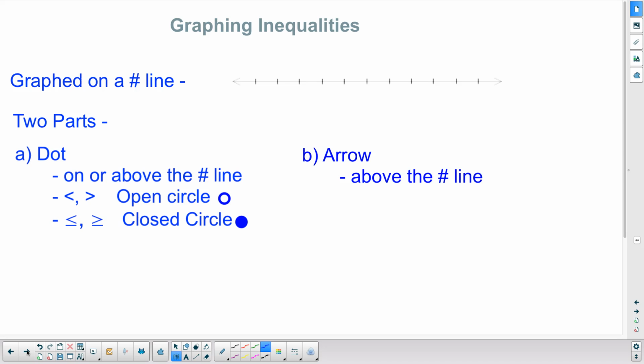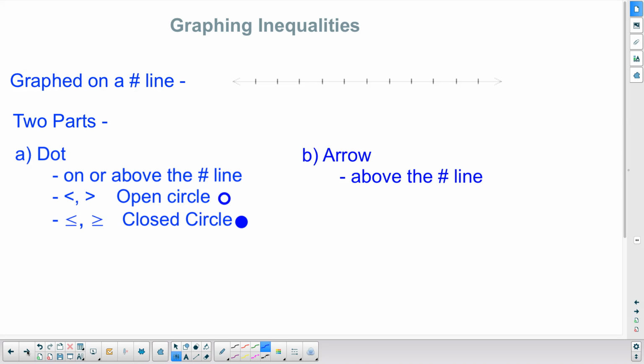But there are 2 parts to the actual graph. The first part is the dot. The dot needs to either go on or above the number line, and it needs to be clear. I need to know if it's a filled-in dot or an open dot. And I don't need to be straining my eyes to see it. It should be clear as the sun in the sky on a non-cloudy day. You should be able to just visually look at it. Boom, there it is.